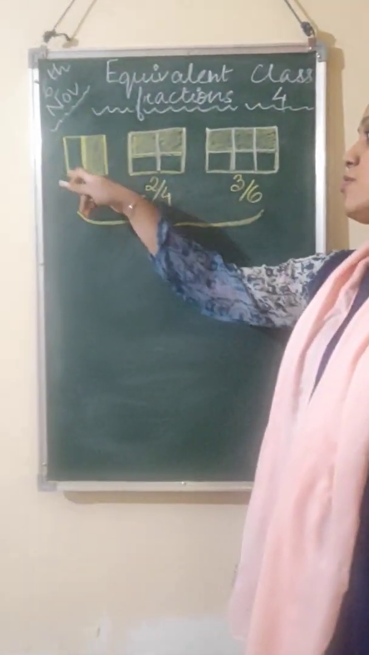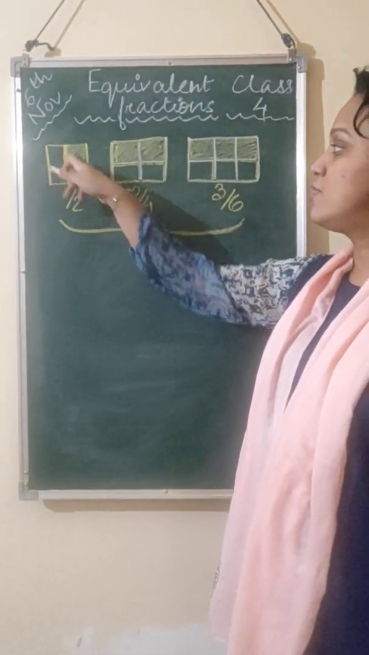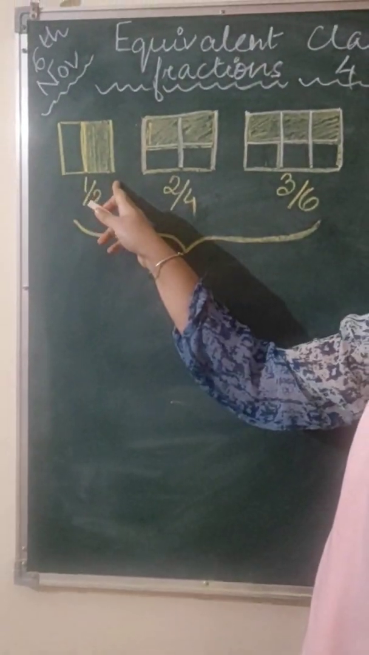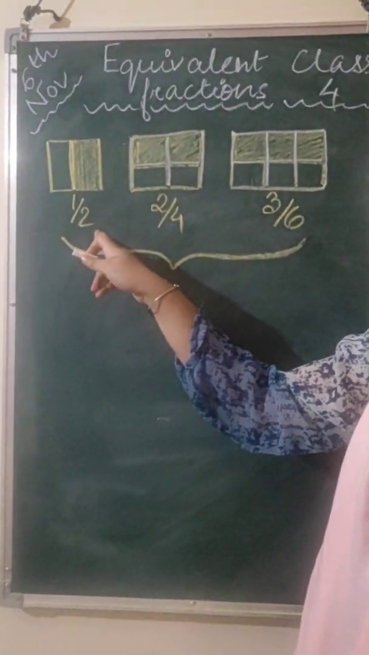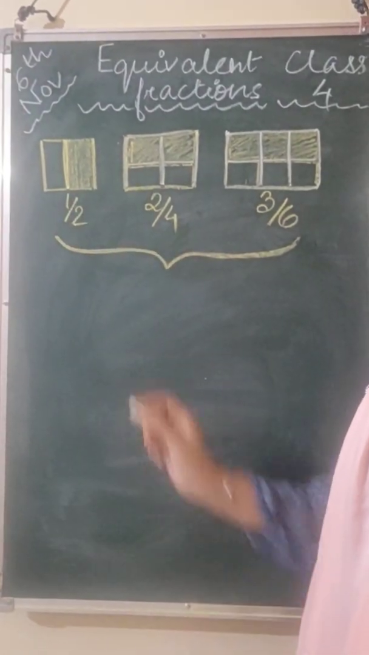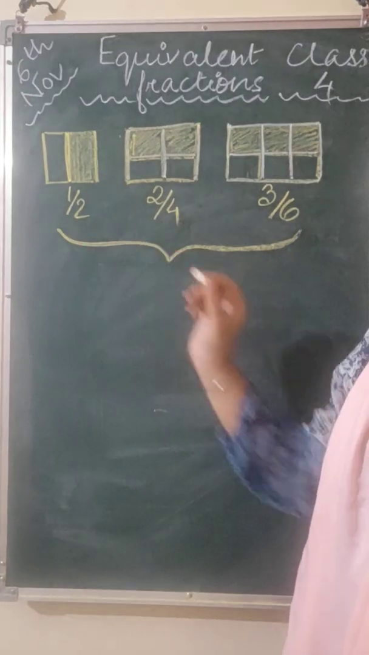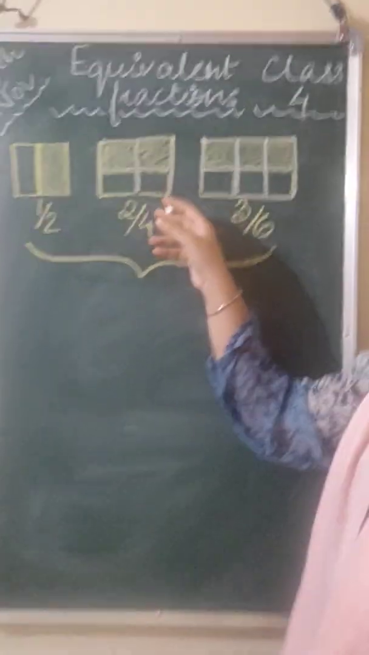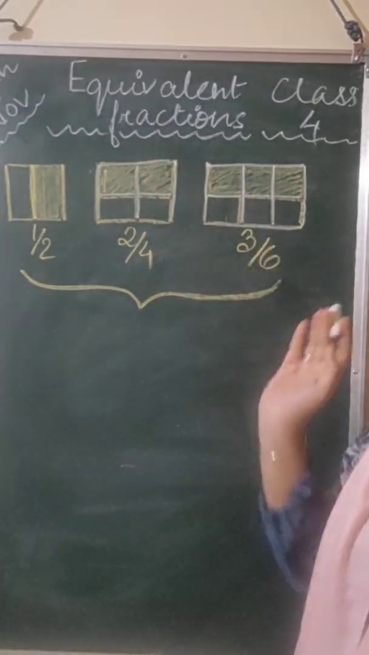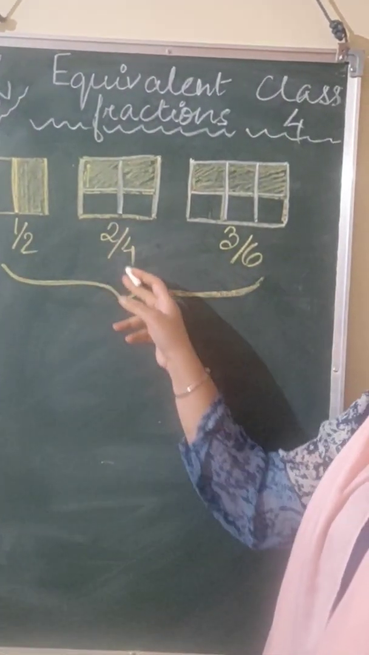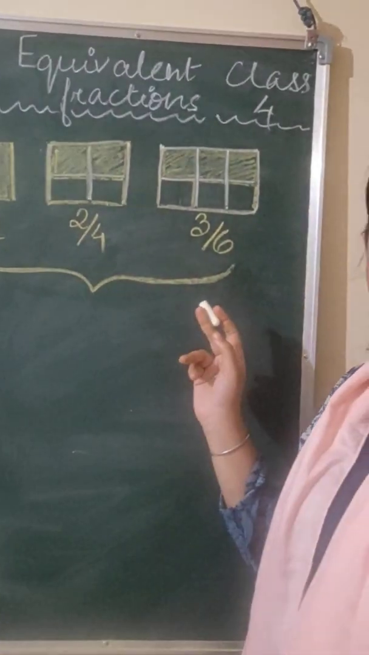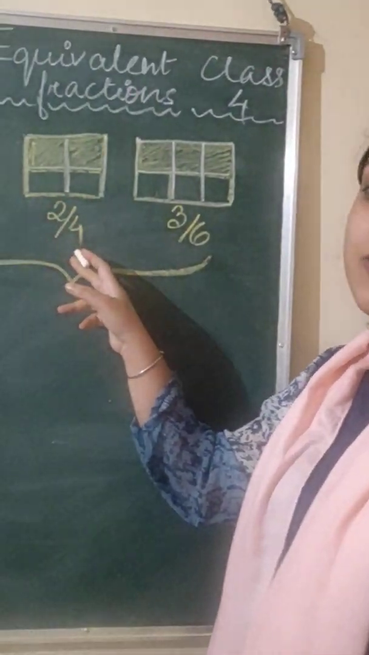See, this is a square which I have divided into two equal parts, correct? Since I have divided this into two equal parts, my denominator is 2 and only one part is shaded, so my numerator is 1. So the entire fraction is 1 by 2. Next, this rectangle has been divided into 4 equal parts. So my denominator is 4, and since only 2 parts are shaded, my numerator is 2. So the fraction is 2 by 4.